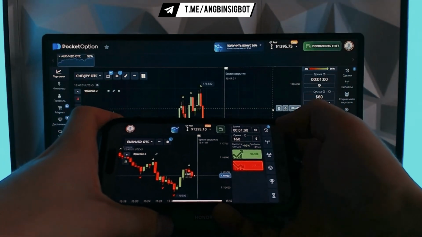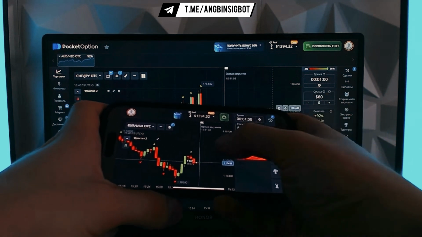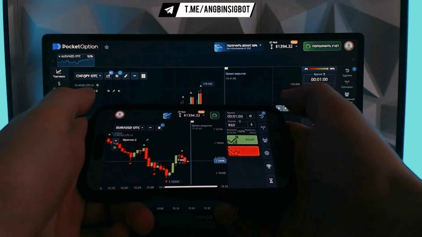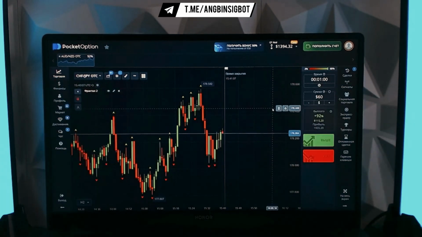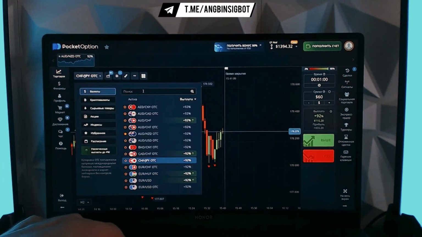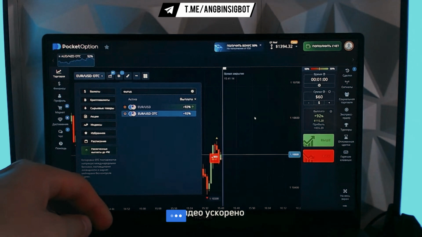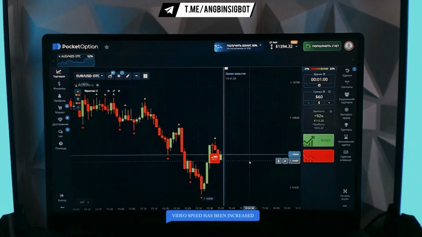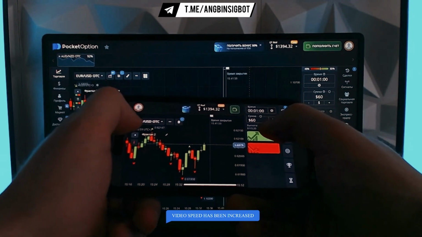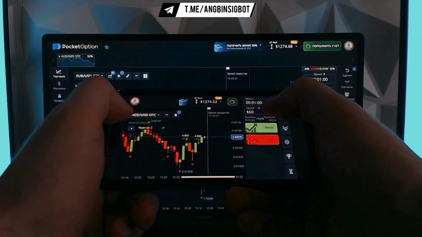While I was waiting for the result, I found another one on the euro-dollar OTC. I opened it on my phone. The situation is similar. Only this time it's a downward trend. I will bring it up on the computer and we will see the result. Unfortunately, the trade will close at a loss, but it's not a big deal.